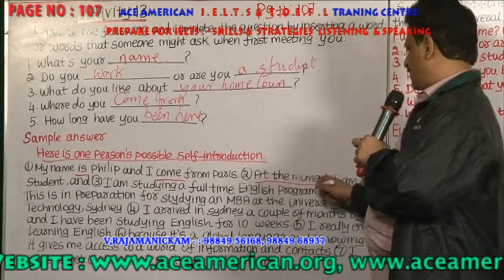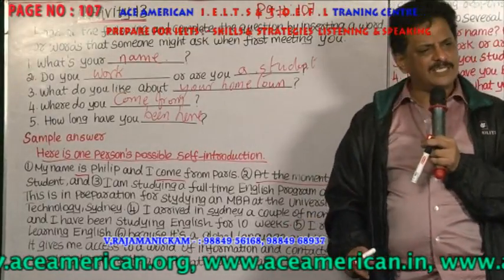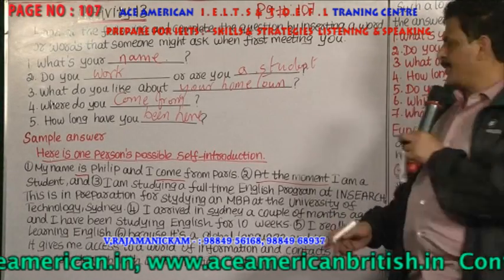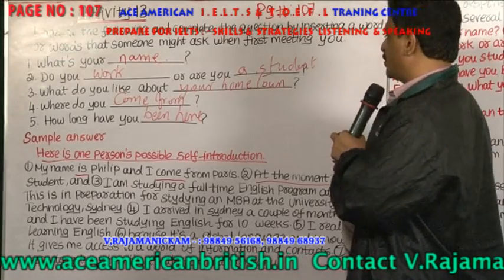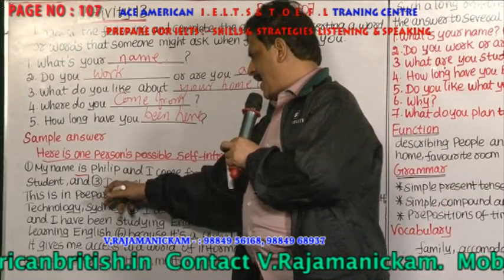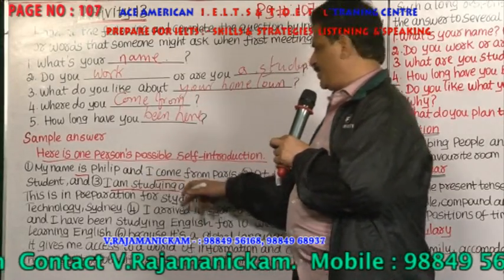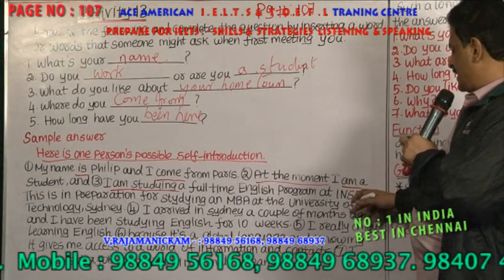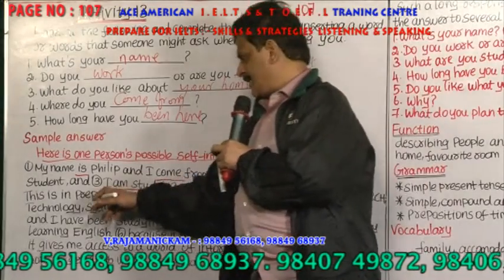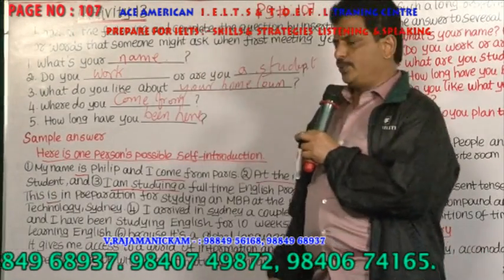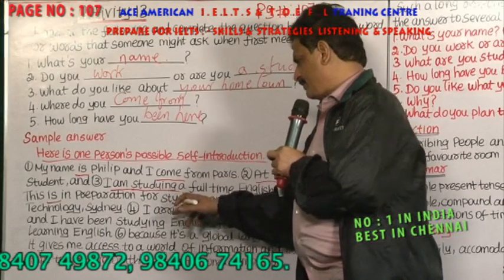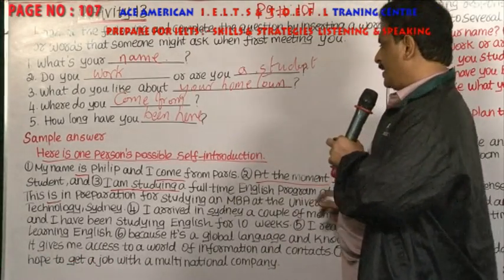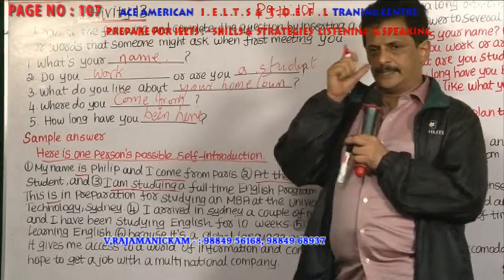At the moment. So does this phrase belong to present tense or past tense or future? At the moment, present, right now. At the moment, I am. So you are using the present tense. I am a student. And I am studying, it is present continuous, right? And I am studying a full-time English program at Insearch. This is in preparation for studying an MBA at the University of Technology, Sydney. So in Sydney he is doing his studies.